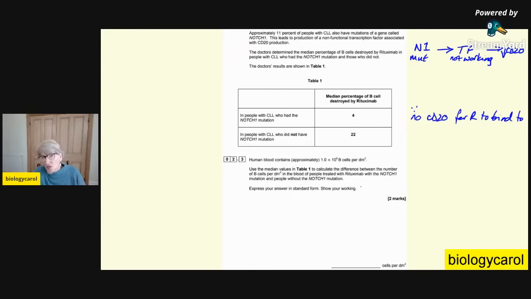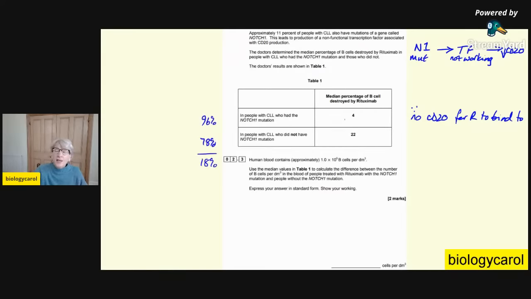And then, of course, the first question is about something completely different. Hi, what? And here we have got to use the median values to calculate the difference between the number of B cells per decimeter cubed in the blood of people treated with rituximab and those without.